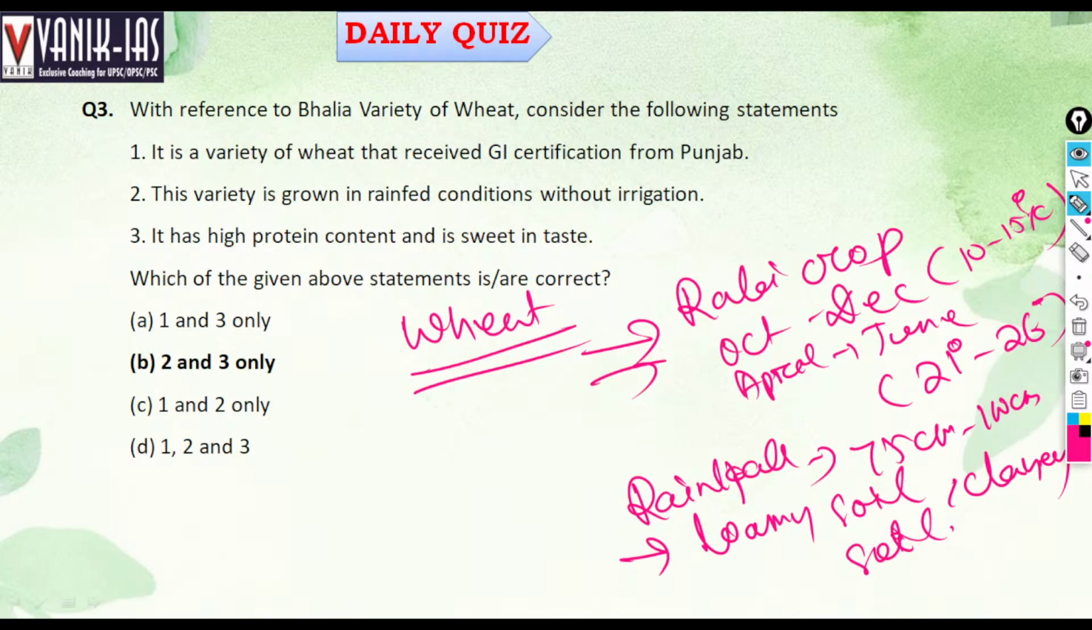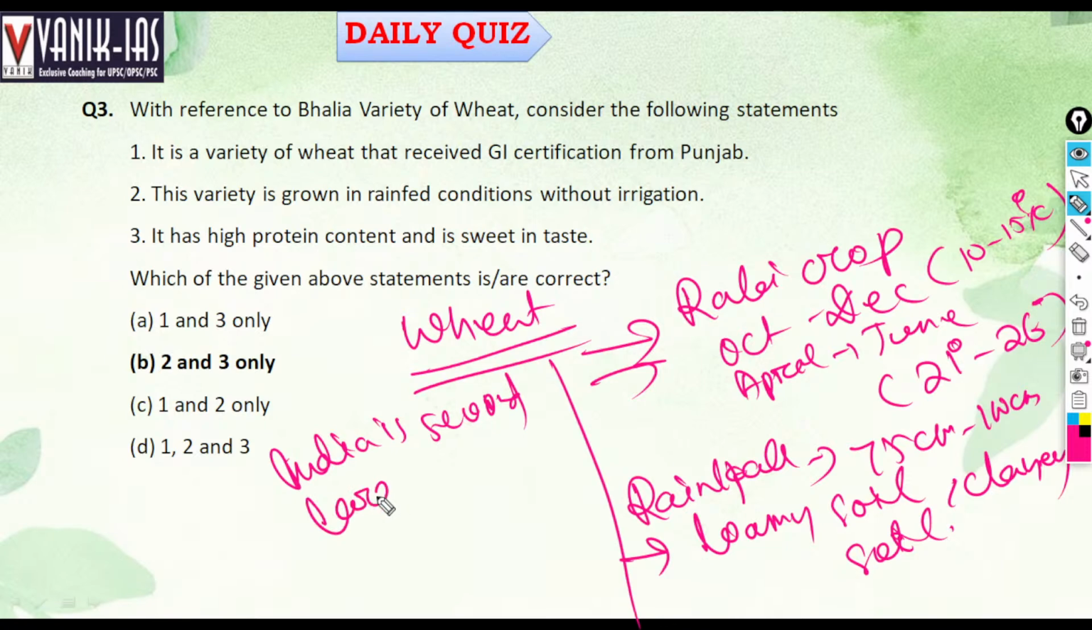Major wheat cultivation states are UP, Haryana, Punjab, Madhya Pradesh, Rajasthan. Right. India is the second largest wheat producer. Second largest wheat producer. Right.